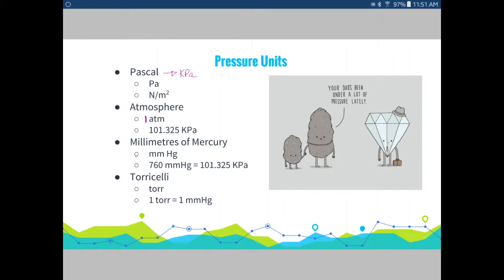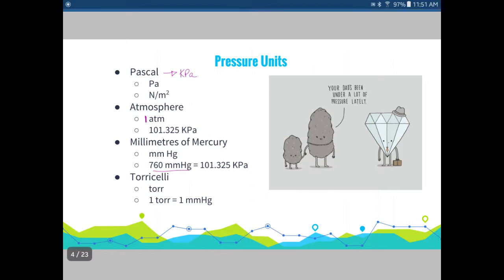Now, essentially, millimeters of mercury was used to measure pressure, and it would be how many millimeters of mercury would be an actual scale in order to calculate the pressure. Now, 760 millimeters of mercury is equal to 1 atmospheric unit, or 101.325 kilopascals. And we've also simplified that and called it a torricelli. Now, 1 torr is equal to 1 millimeter of mercury.